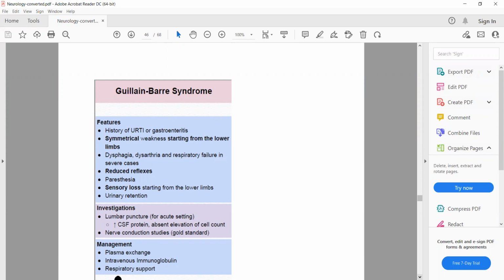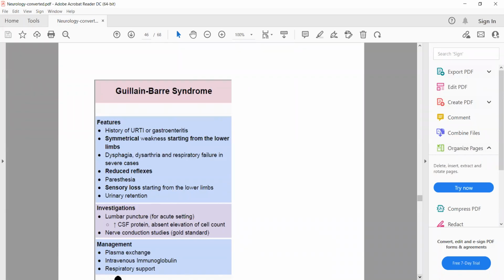So if someone presents to you with muscle weakness that develops after a history of upper respiratory tract infection or gastroenteritis, then you will suspect Guillain-Barre syndrome. So a person presenting to you with muscle weakness that he has developed after upper respiratory tract infection or gastroenteritis, then it is most likely Guillain-Barre syndrome.